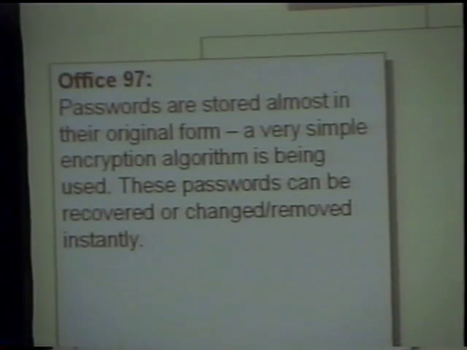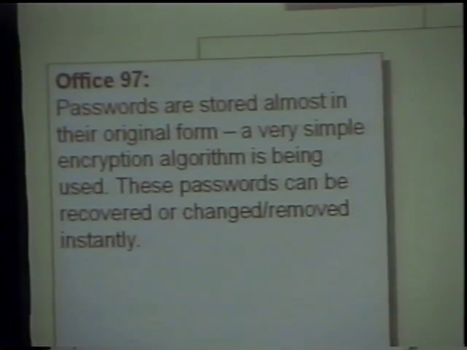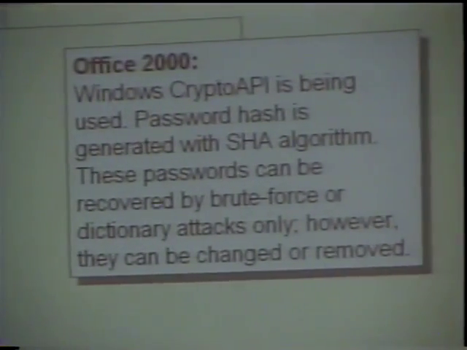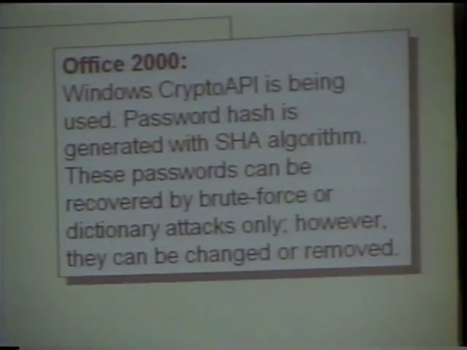In Office 97, passwords are stored almost in their original form. A very simple algorithm is used to encrypt it. In Office 2000, Crypto API from the latest Windows releases is used. The password hash is generated with the SHA algorithm provided by Crypto API to be then encrypted with the same algorithm as in Office 97. So one can either merely view the VBA macros password in Office 97 or replace it with any other one in Office 2000.